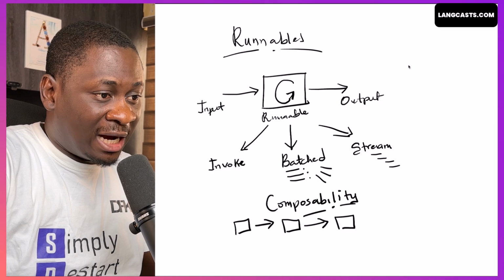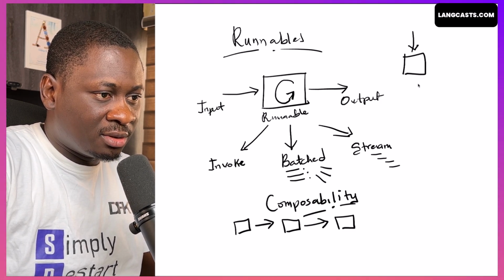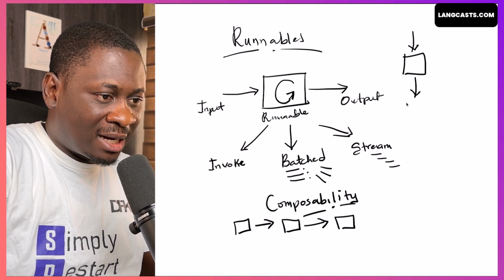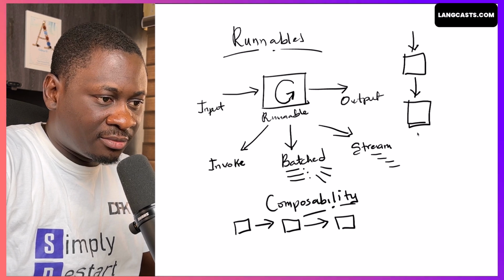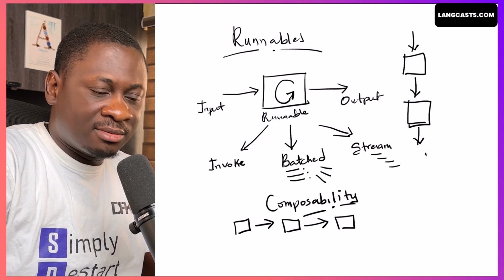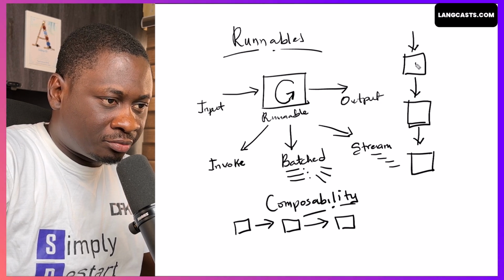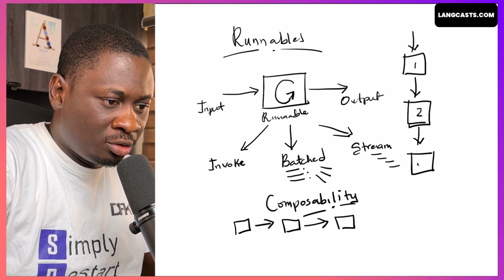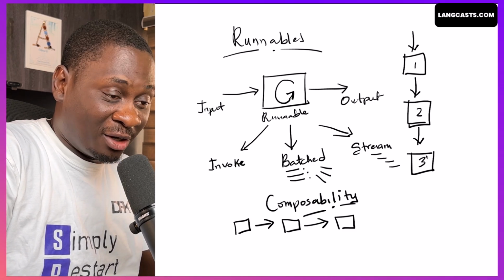The output of one runnable can become the input of the next runnable in a chain. Then the output of that runnable can also be the input of a following runnable. Runnable 1, runnable 2, runnable 3. And it can go on and on like that, even though you don't want to make super long chains.